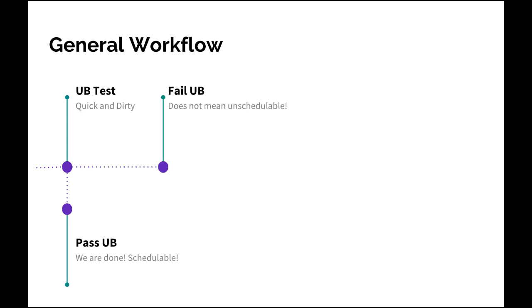So to do this, there's a general workflow. We first use what's called the utilization bound test. It's quick and dirty, and the nice thing is that if you pass it, you're done, you're schedulable. If you don't pass it, that does not mean you are unschedulable, however. You use what's called the exact schedulability test after that.